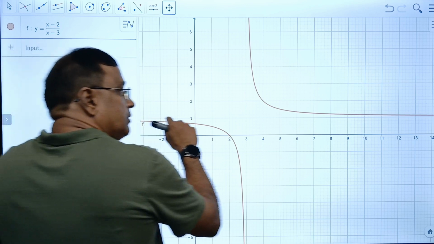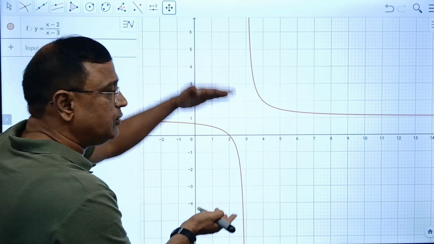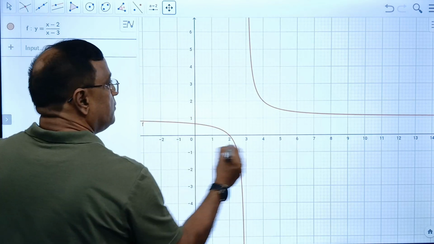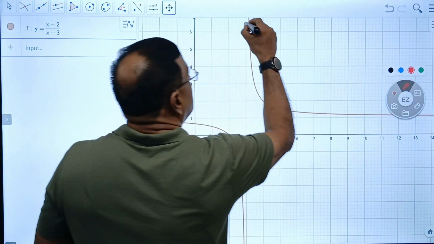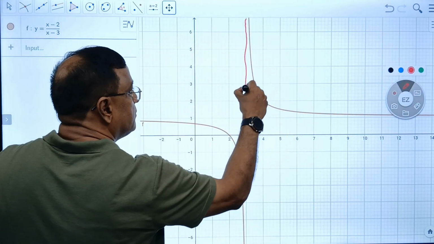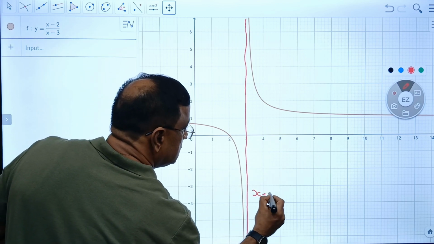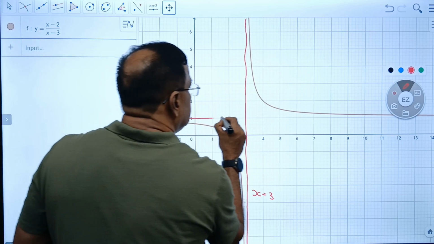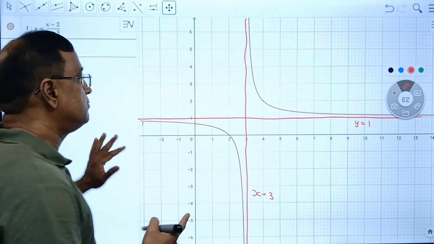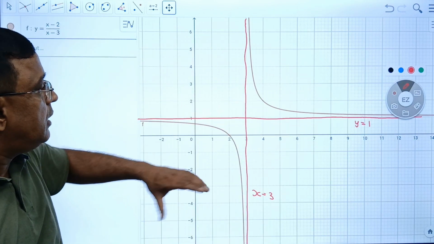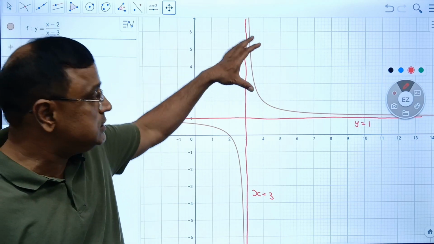And similarly, at y equal to 1, you will not see the graph. The graph will not intersect at y equal to 1. It will never pass through x equal to 3, and it will never intersect y equal to 1. They are asymptotes. That is why 3 and 1 are removed from the graph. Since it is removed, I don't have to imagine this red line.